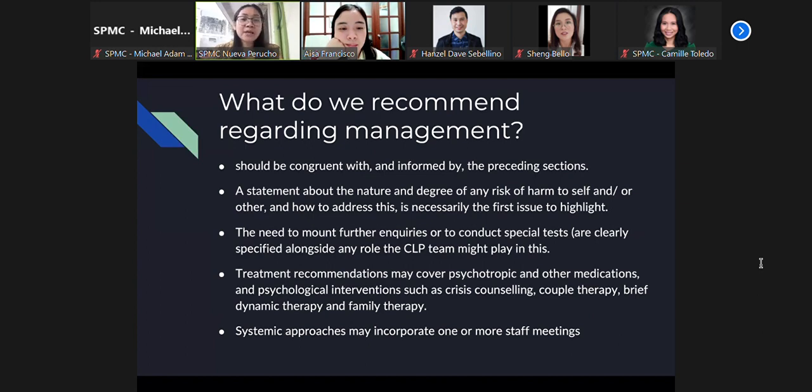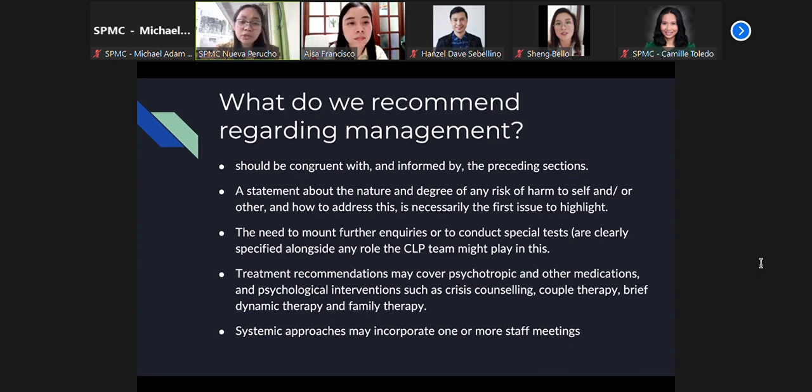And then of course, what do we recommend regarding the management? Not always that our side notes will be read, but the most read would be our plans for the patient. So again, this should be congruent with and informed by the preceding sections that we have discussed. So we can have the statement again of the nature and degree of any risk of harm to self and or others, and how to address this, which is necessarily the first issue to highlight. And you can also state the need to mount further inquiries or to conduct special tests. And this should be discussed as well with the team or the consultee.